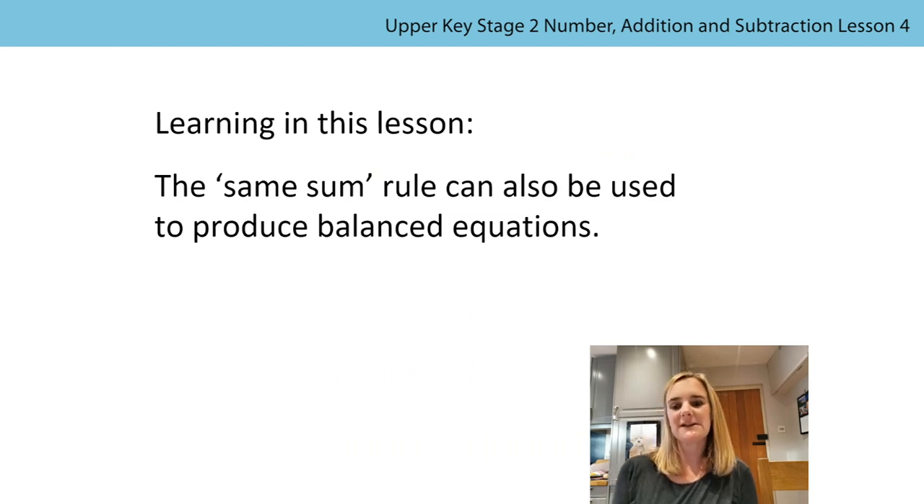So we're going to get started with our learning for today. It's going to be a slightly different focus to the last three lessons. The last three lessons have really been looking at ways to make those equivalent calculations or to redistribute the numbers in order to make it easier or quicker to solve something. But today that's not going to be our focus. Today we are just looking at how we can use that same sum to help us to solve and produce balanced equations.